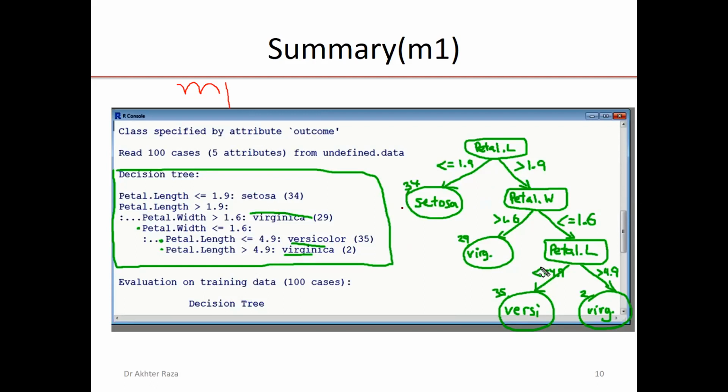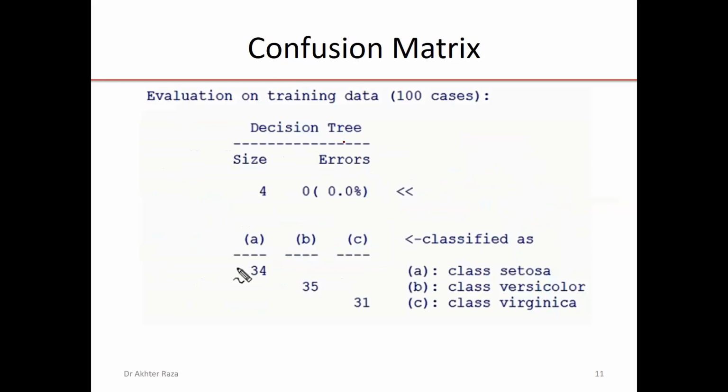M1 is the first phase of the model, the first iteration. So we cannot use the term iteration because this is not iteration. This is the first phase of the model. Now we have a confusion matrix. This is called confusion matrix, and confusion matrix indicates what?